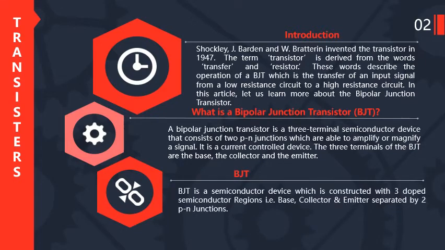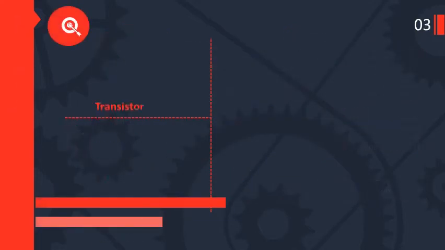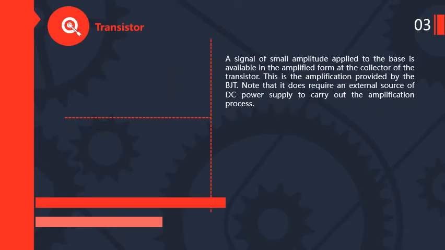So BJT is a semiconductor device which is constructed with 3 doped semiconductor region, that is base, collector and emitter, separated by 2 PN junction. A signal of small amplitude applied to the base is available in the amplified form at the collector of the transistor. This is the amplification provided by the BJT. Note that it does not require an external source of DC power supply to carry out the amplification process.